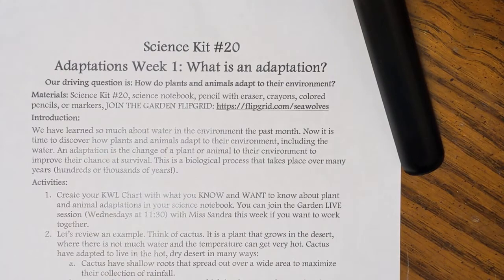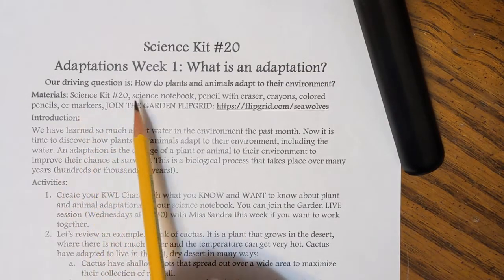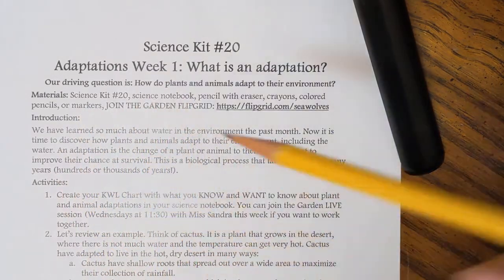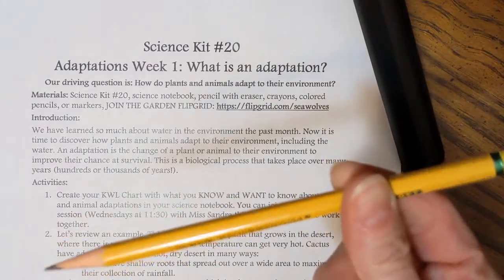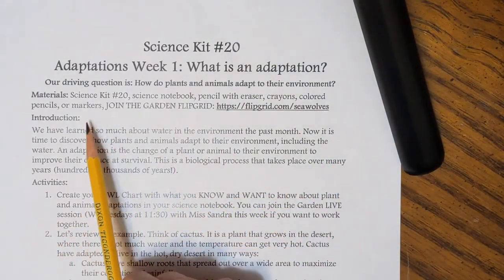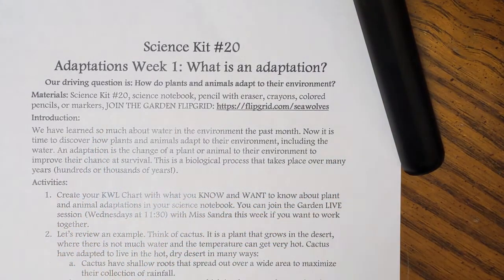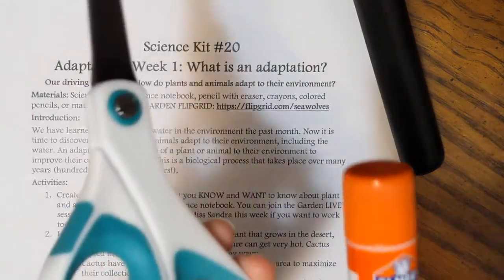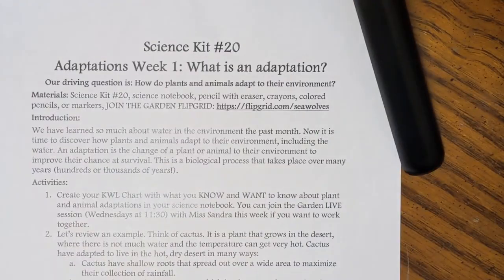This is Adaptations Week 1, and our driving question for the Adaptation series is how do plants and animals adapt to their environment? The materials you're going to need for Science Kit number 20 include your science notebook, a pencil with an eraser, crayons, colored pencils, or markers, and then I forgot to write on here, you're also going to need some scissors and a glue stick.